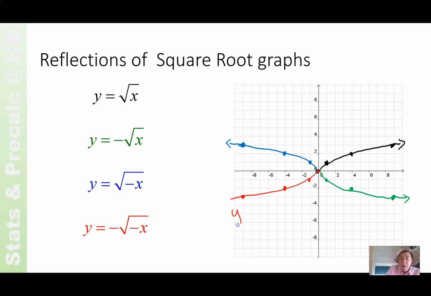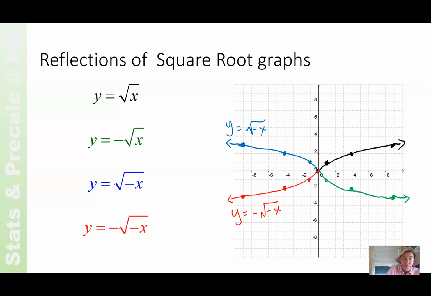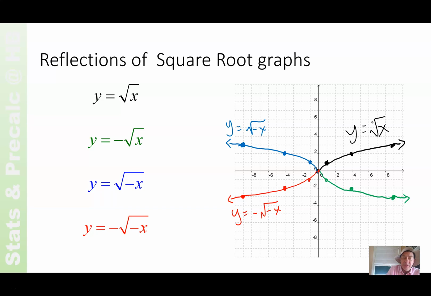So we have these. y equals negative square root of negative x down in this quadrant. In the second quadrant, y equals the square root of negative x, so the y's are positive, the x's are negative. In the first quadrant, the original, y equals the square root of x. And last but not least, in the fourth quadrant, y equals negative the square root of x.